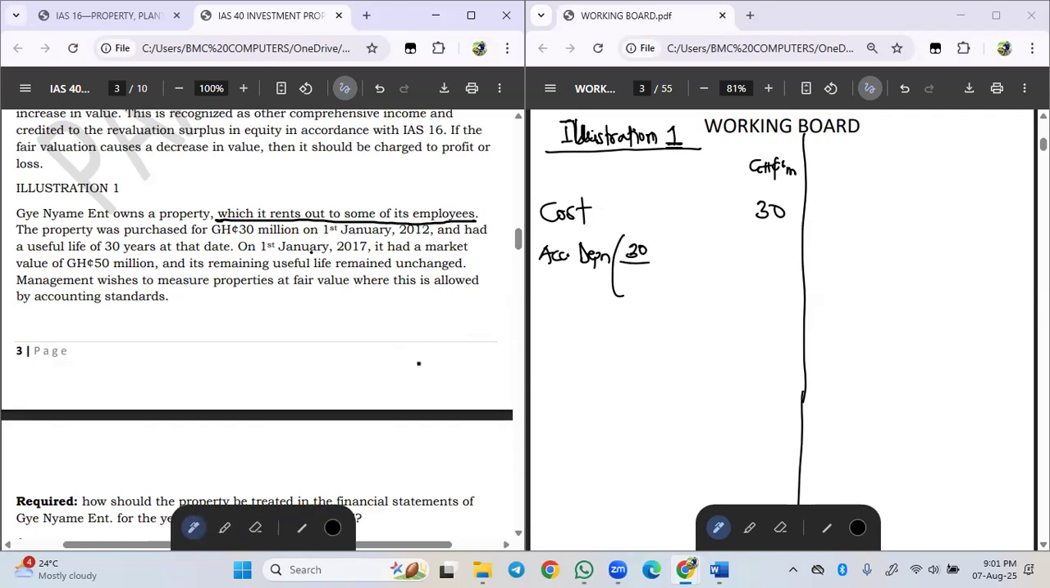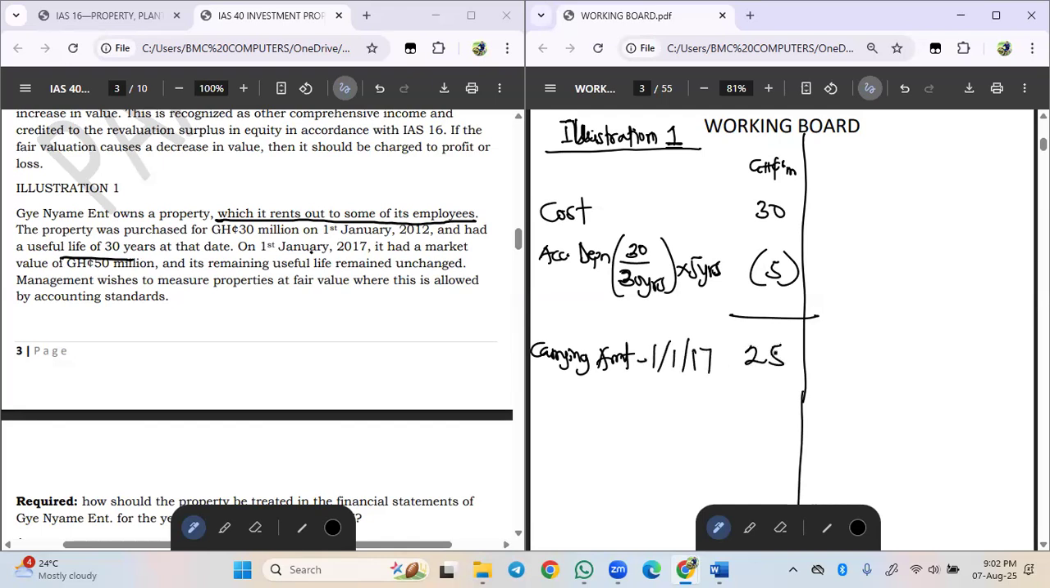So the useful life was 30 years, times what? 5 years from when we bought it to the fair valuation date. So please, what is the answer? Is it 5? Yes. 30 over 30 will be 1 times 5, so 5. The accumulated depreciation will be 5 million. So the carrying amount as at 1st January 2017 is what? 25 million. And we know revaluation happened on what?